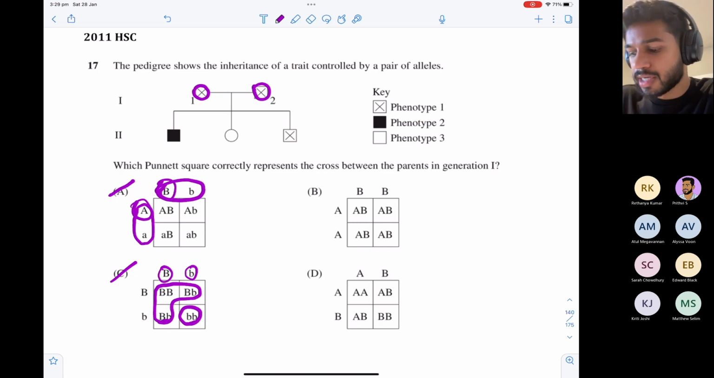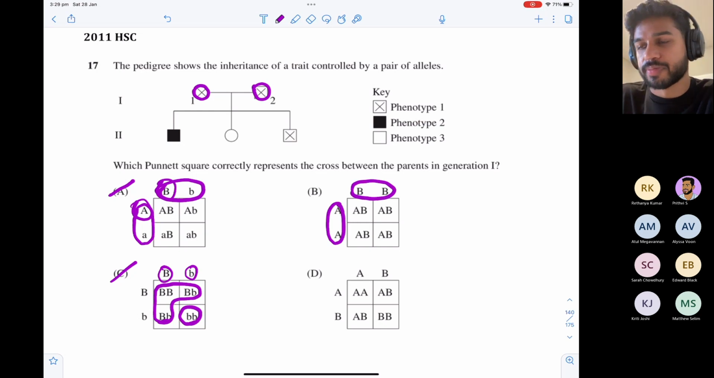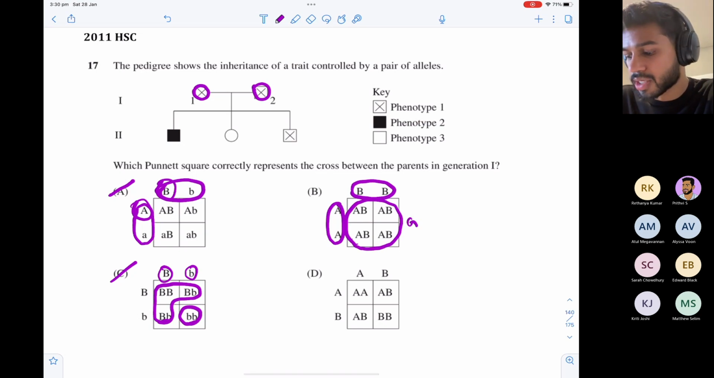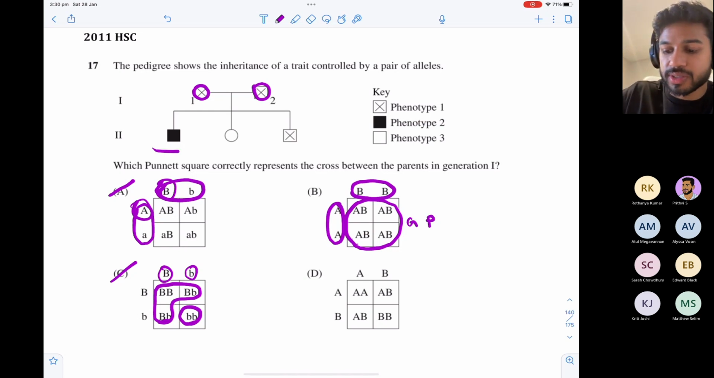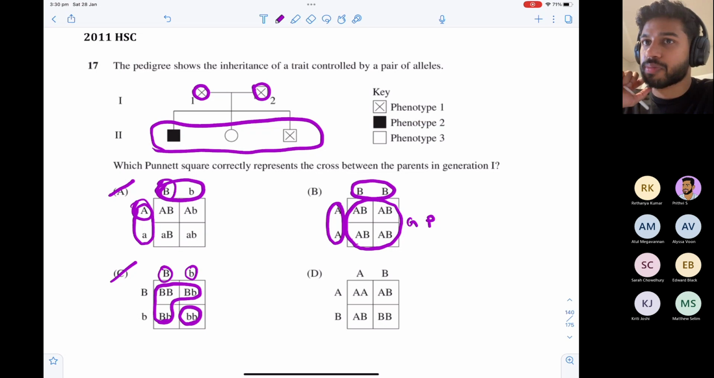And when I look at C, again, the parents have 2 completely different genotypes and phenotypes. And in this case, all offspring should have the exact same genotype and the exact same phenotype. We do not see that. We see all offspring have 3 completely different phenotypes.